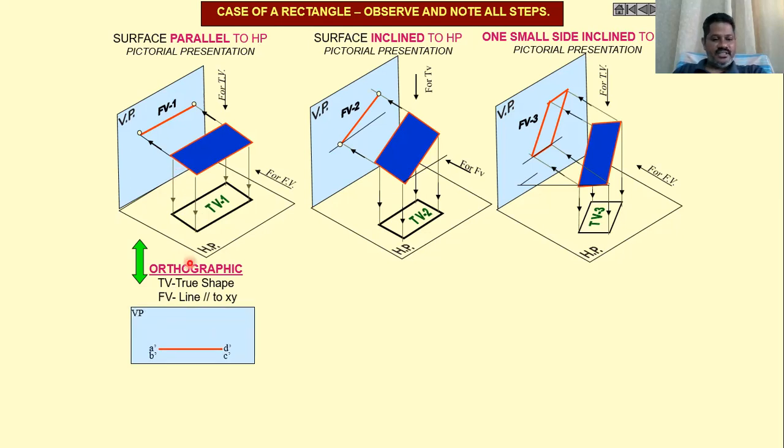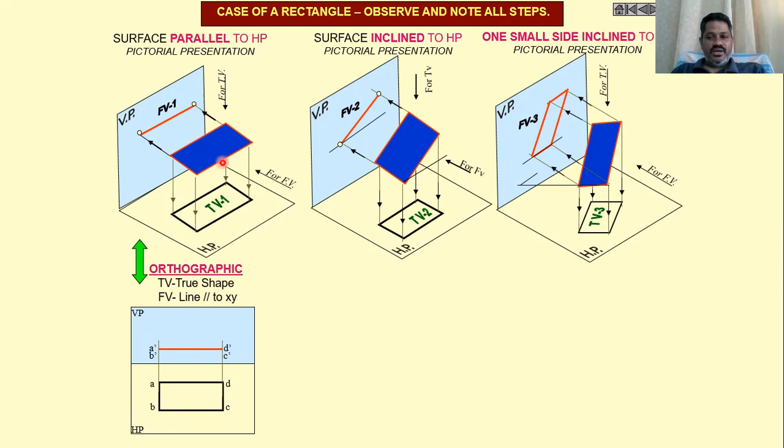Now draw the XY line first. This is our XY line. Above the XY line will be our vertical plane. As I said, the front view is a horizontal line. Then the top view is the true shape. First we have to draw the true shape when the plane is parallel to HP. After drawing the true shape, then project these points to the top. I am naming these as A, B, C and D. When you see from the front, A dash, B dash and C dash, D dash will come like this.